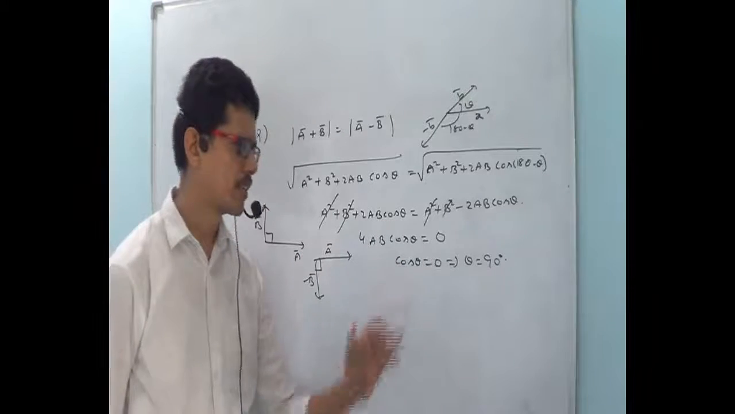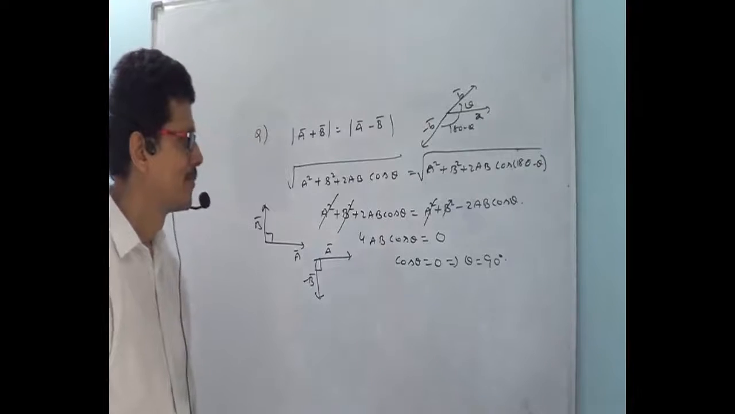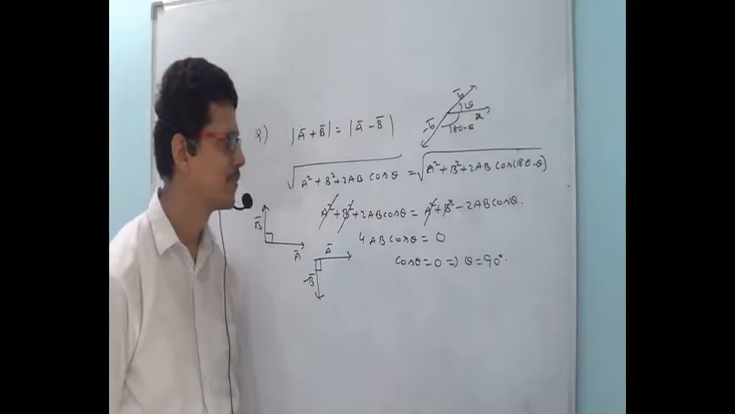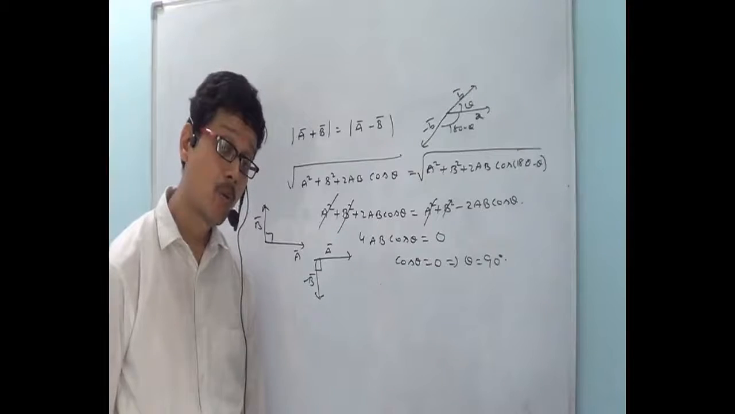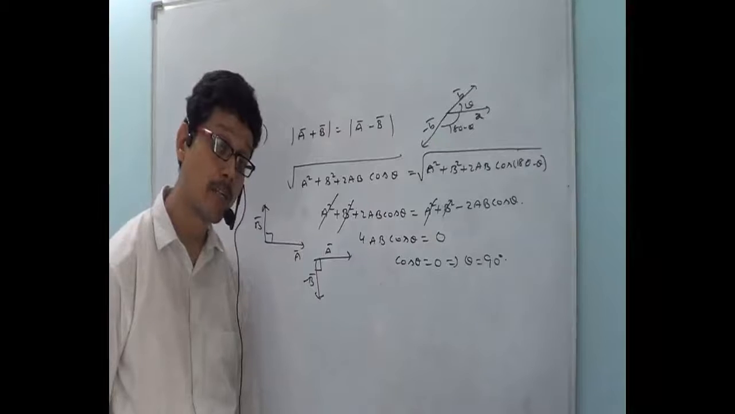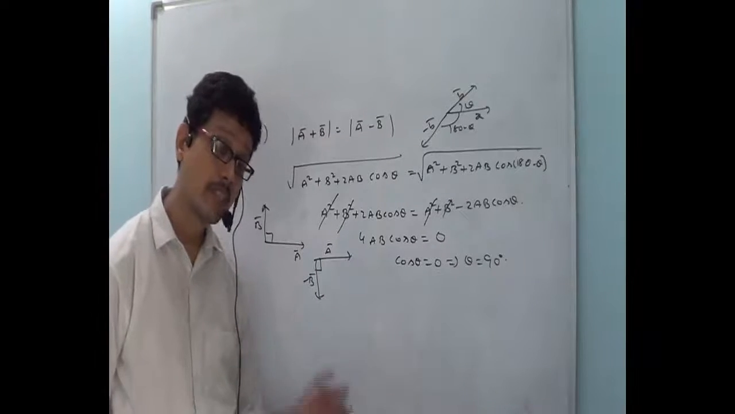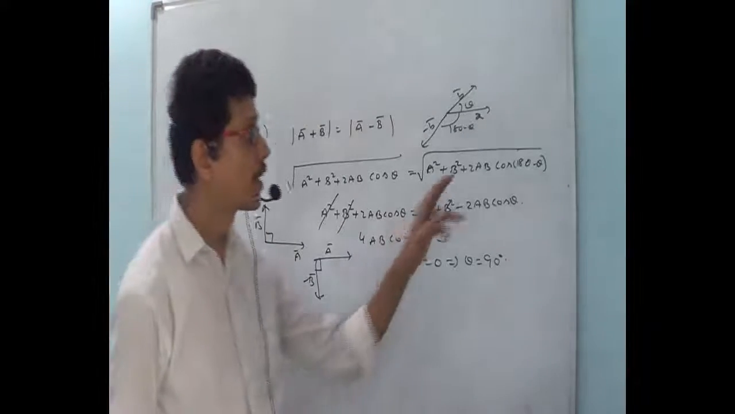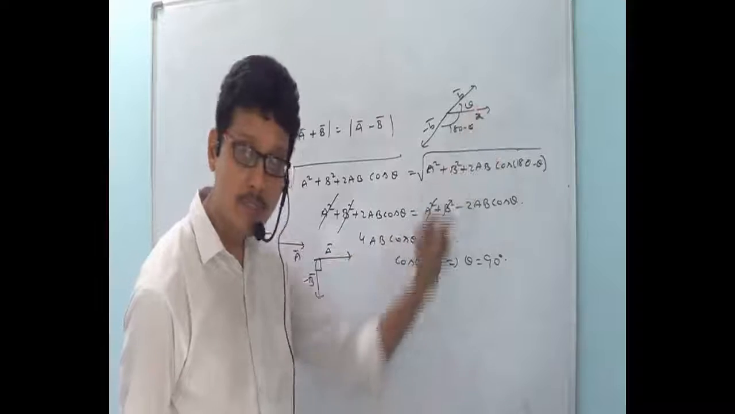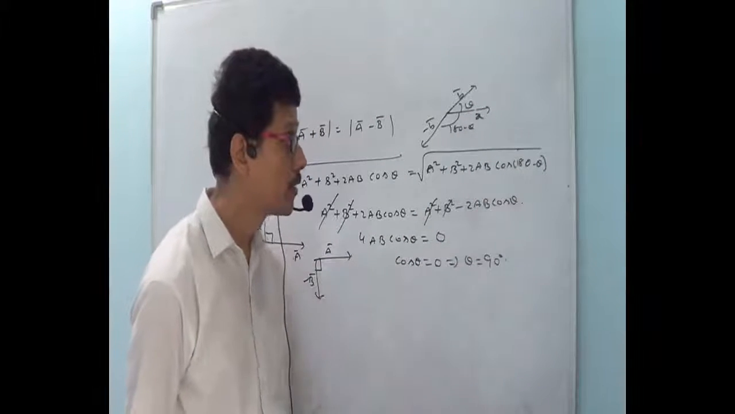So we can derive it like this. Okay? Mod A bar plus B bar is equal to mod A bar minus B bar. What is the angle between the two vectors? You have to find theta. If the angle between A bar and B bar is theta, what is the angle between A bar and minus B bar? 180 minus theta, na? That only I wrote here.